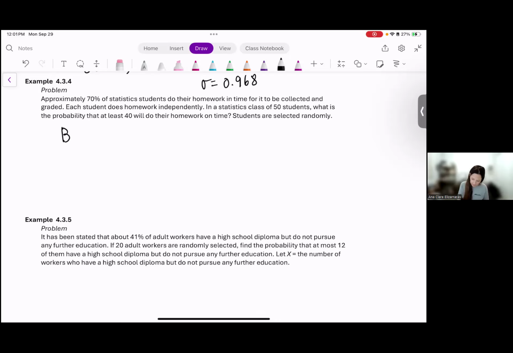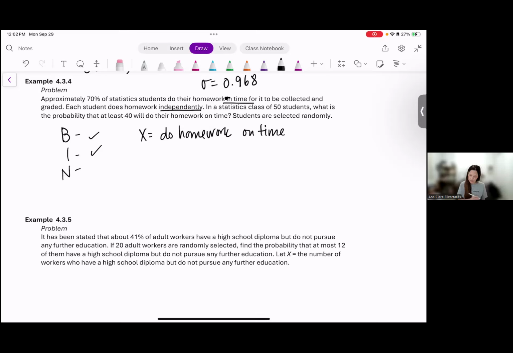Is it binary? So let's see. We are talking about students do their homework on time, not in time. On time. All right. So they either do their homework on time or not. Yes, binary. We're going to define success as doing their homework on time. Are they independent? Well, we are told that they do their homework independently. Yes.